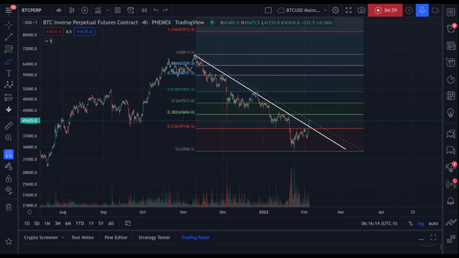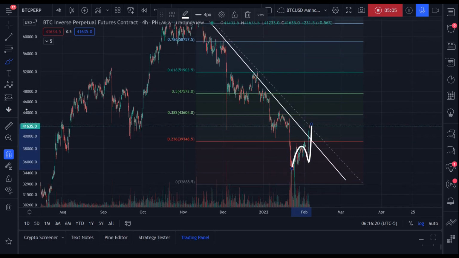Anyway, my next move for Bitcoin. This is what I expect. Right? We completed the first phase. The first phase always targeting wave 4 of the previous trend. Okay.